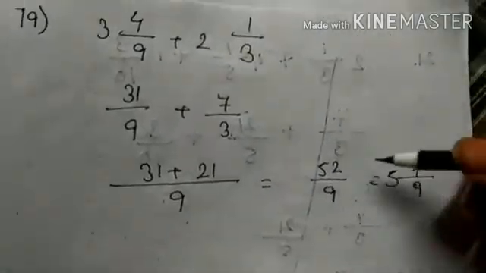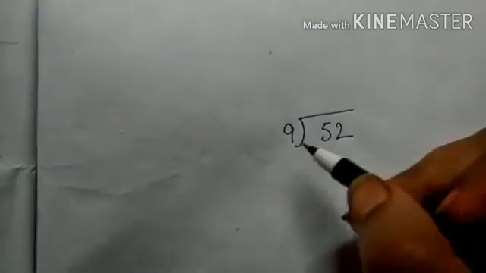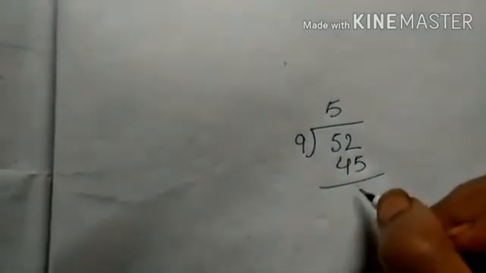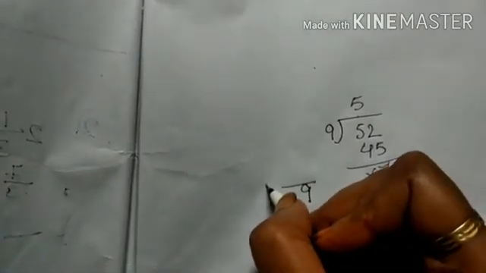Again convert it into a mixed fraction. Here I am showing you how to convert. 9 5s are 45. Now 52 minus 45 is 7. So you will write like this: the remainder will be here and the quotient here. 9 5s are 45. 45 plus 7 is 52.